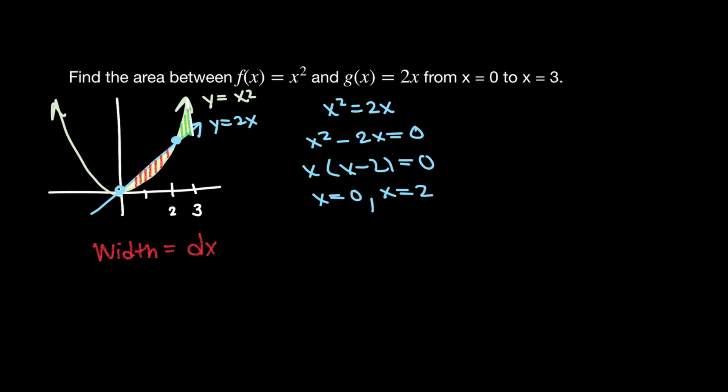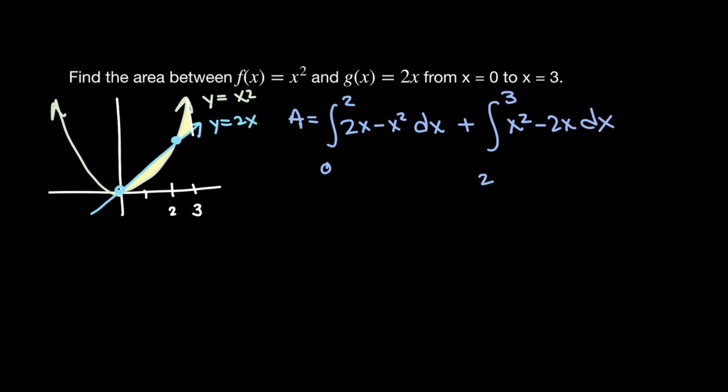So if I slice this vertically, the top of the object on the left side is the line, but on the right side, when we're bigger than x equals 2, the top of the object is actually the parabola. So what this means is we're going to have to set up two integrals to solve this problem. When we go from x equals 0 to x equals 2, we're going to be integrating the top function, which is the line, 2x, minus the bottom function, which is the parabola, x squared. So we're going to have to integrate 2x minus x squared.